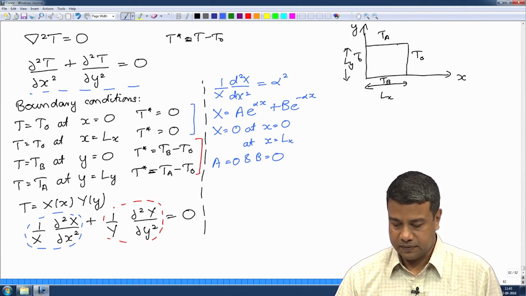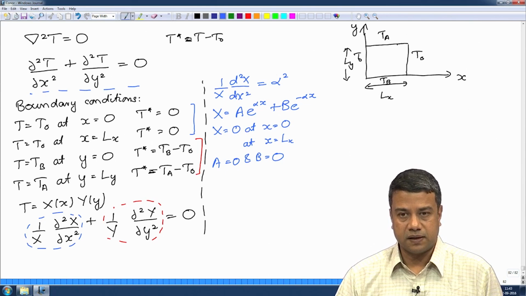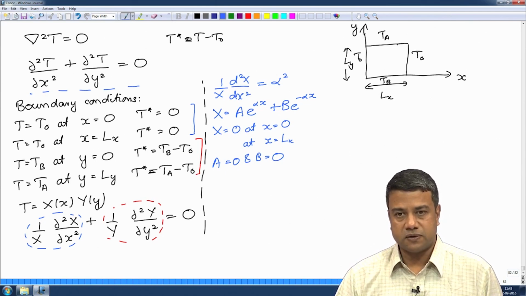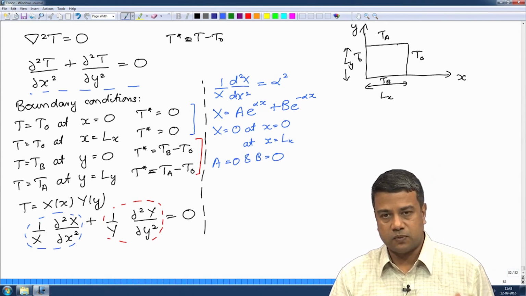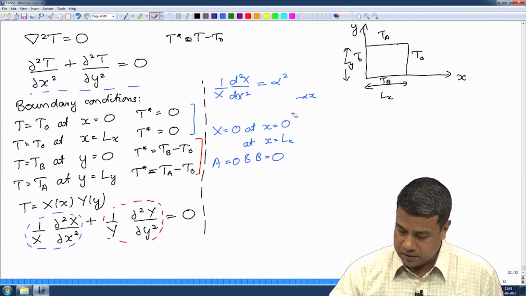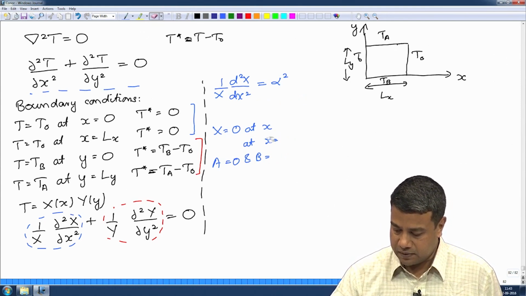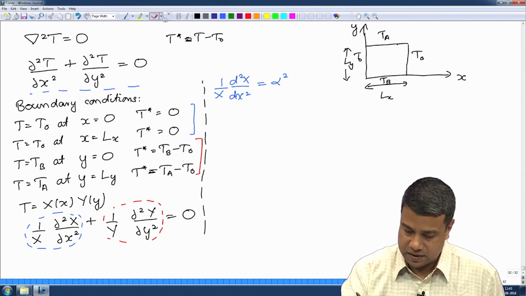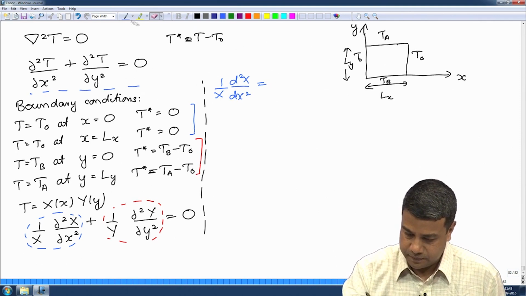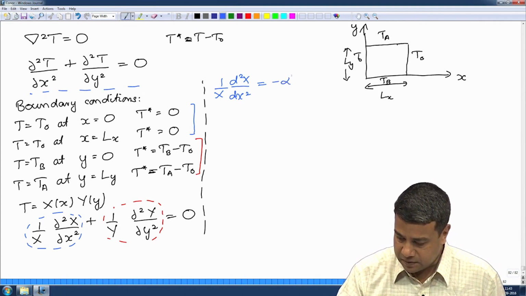We have seen that when we did the unsteady problems. Therefore, this does not give you solutions that decrease to 0 at both boundaries. The only solution that I can get which will decrease to 0 at both the boundaries is if this constant is negative, minus alpha square.